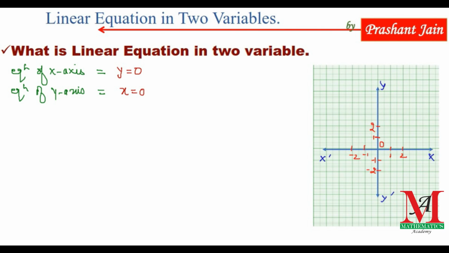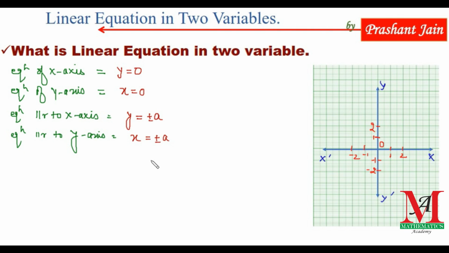Now, if a line is parallel to the x-axis, what is the equation? The equation is y equals plus minus a. And if we are talking about the equation parallel to the y-axis, this is x equals plus minus a. What is the a here? a being any real number.